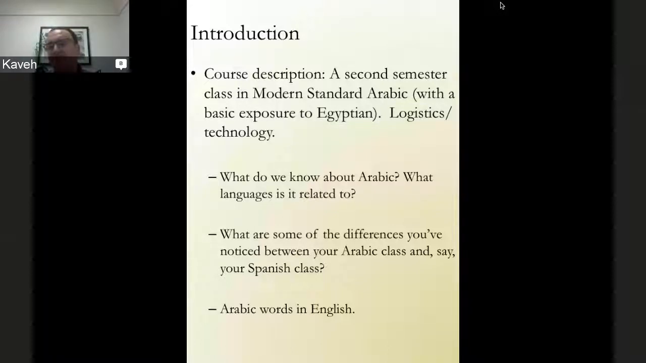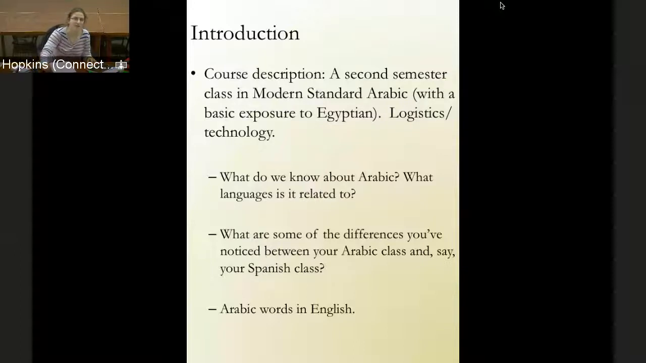What are the differences that you've noticed so far between your Arabic class and your Spanish class, or some of the other languages that you've studied? The verb conjugation is less regular. How so? For Spanish? Yes. So, for example, in Spanish, when you conjugate verbs, there are specific categories that the verbs fall into, and then there's a pattern that applies to almost all of them.